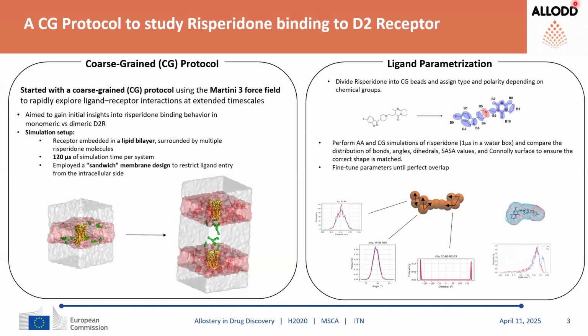Of course, the bottleneck of coarse grained is always retrieving the parameters for the ligands, since the force field and the parameters are available for the proteins, but when you want to simulate a coarse-grained ligand, you have to manually retrieve the parameters. First you need to know your molecule, split it into bits, and then make sure that all the bonds, the dihedrals, and the angles are matching, and also that the shape of the coarse-grained ligand matches the shape of the atomistic representation.